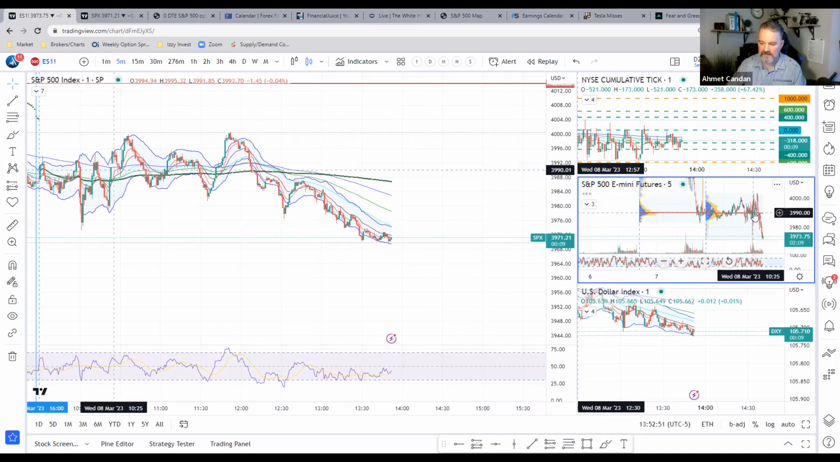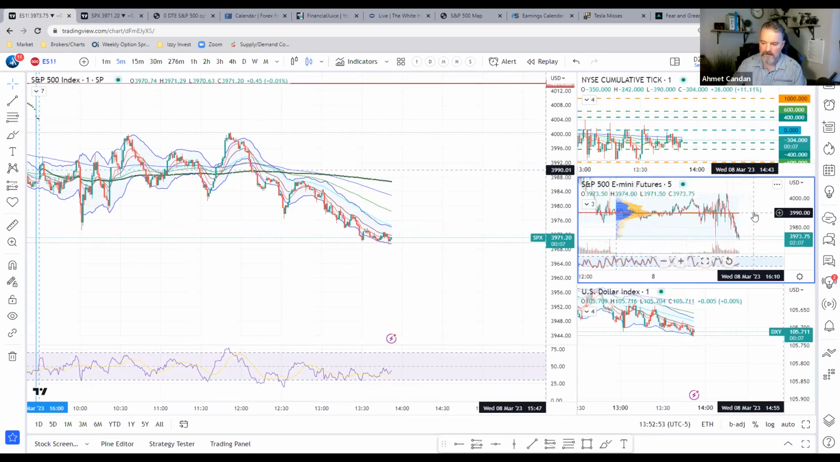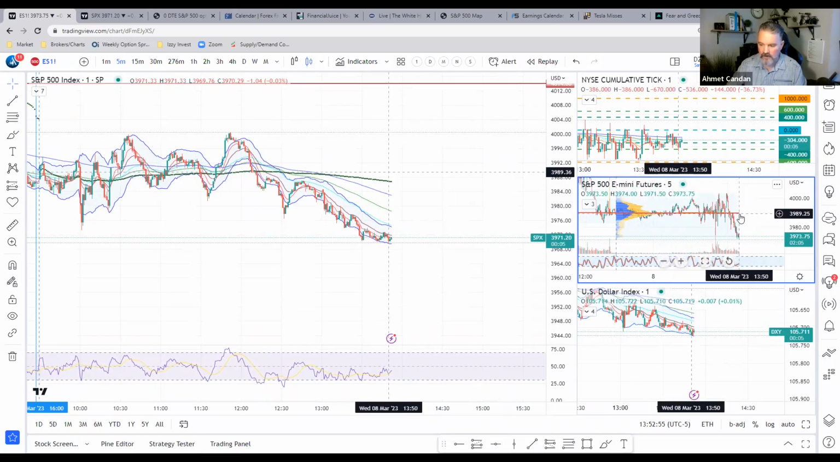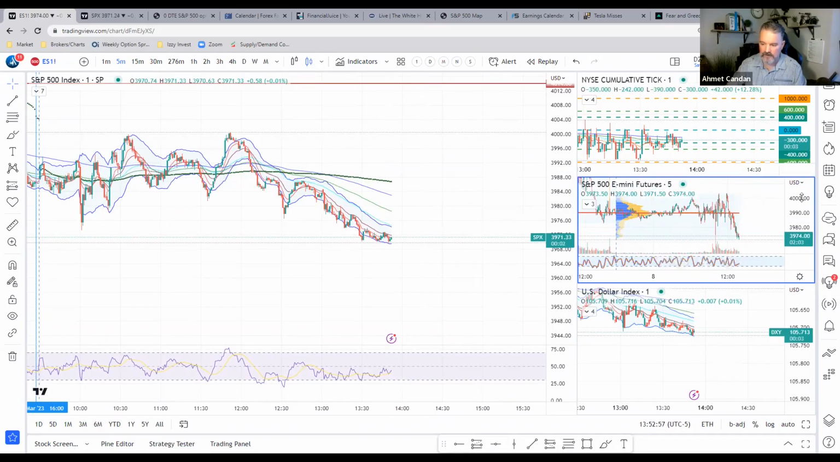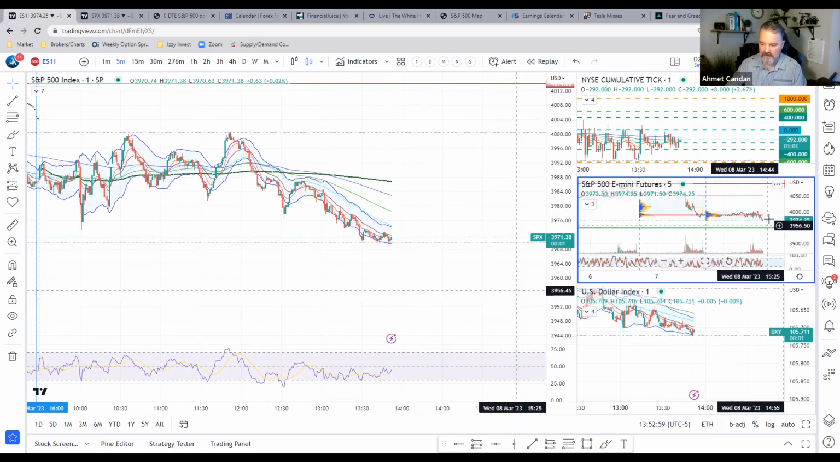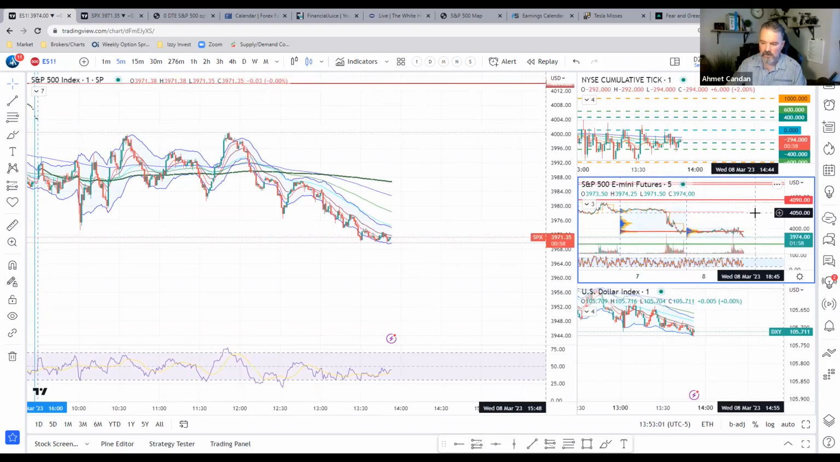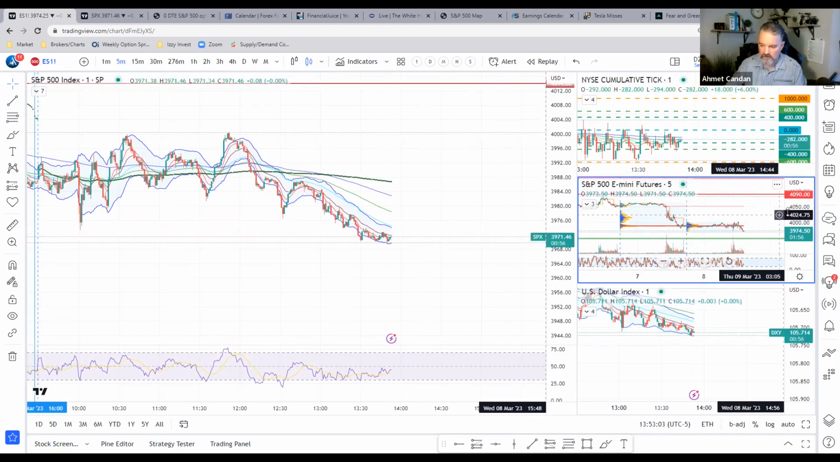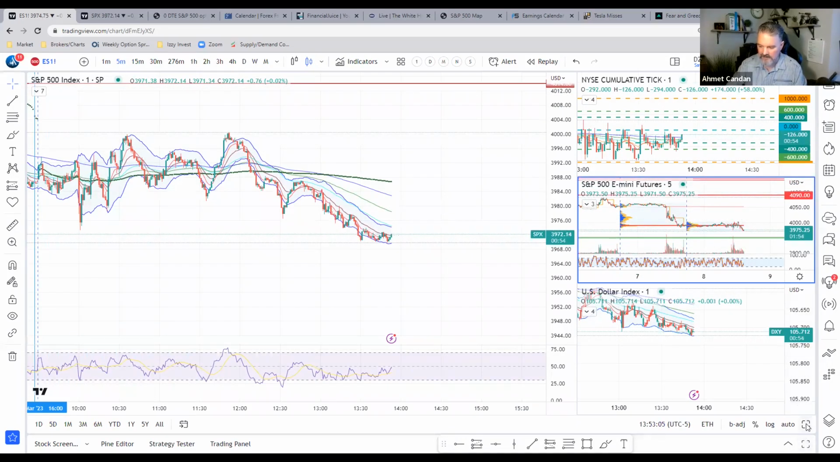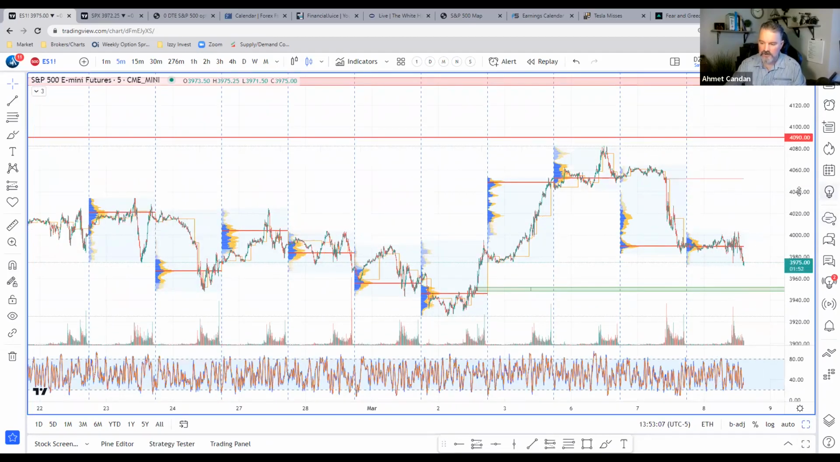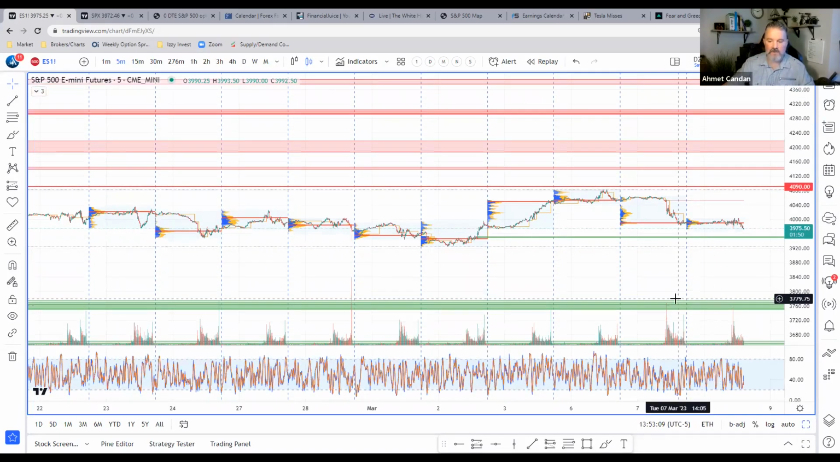And we're constantly looking for your points of control. Historical points of control as well. I also do on here, let me kind of expand this one. I also do draw in pockets of liquidity as supply and demand zones.